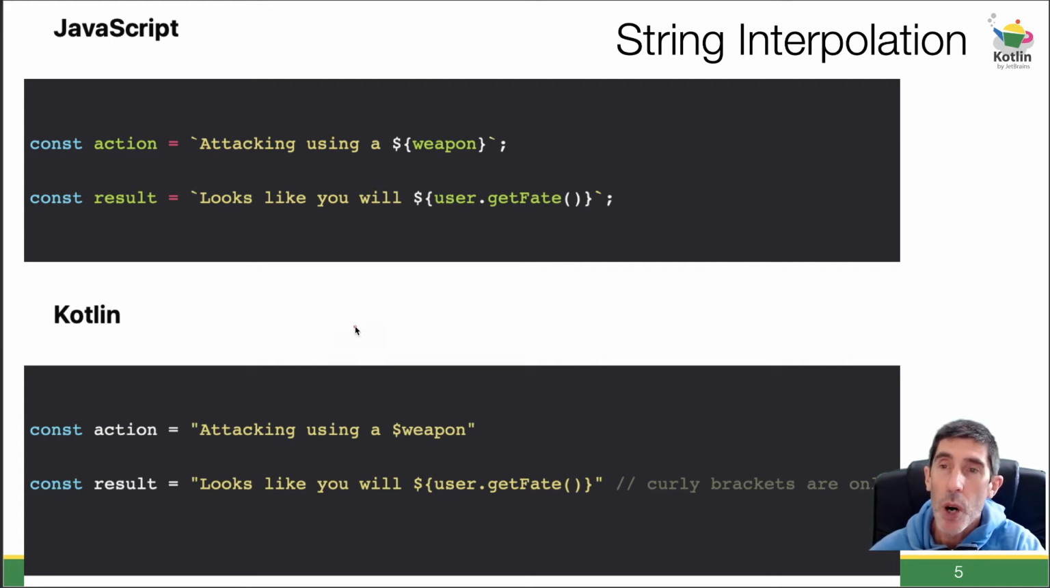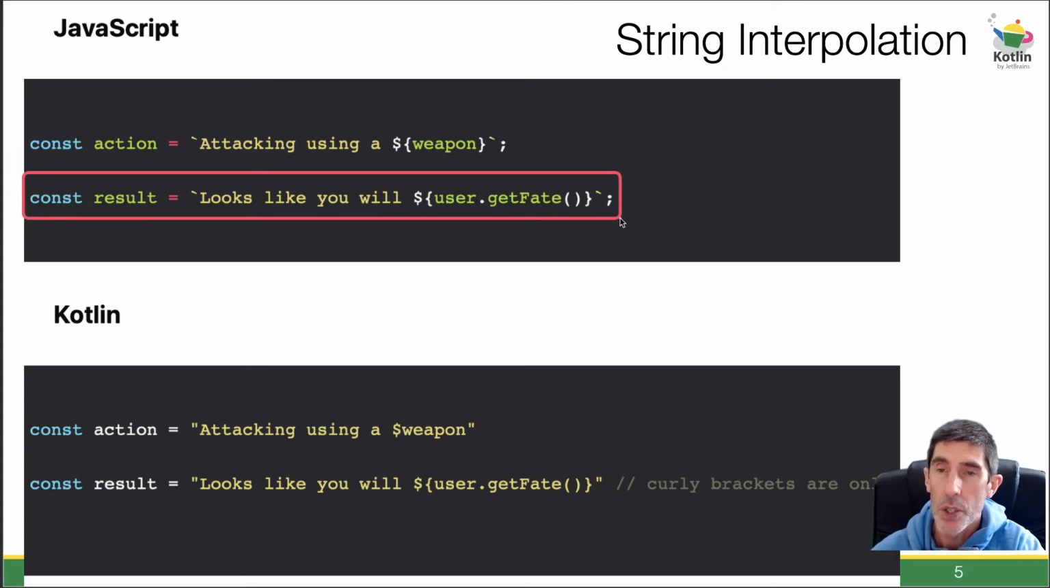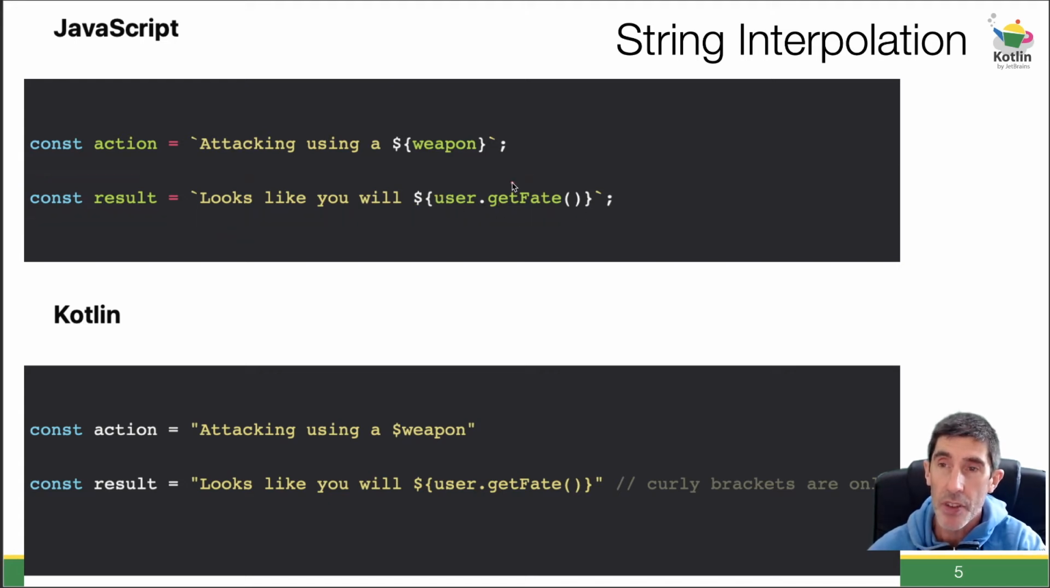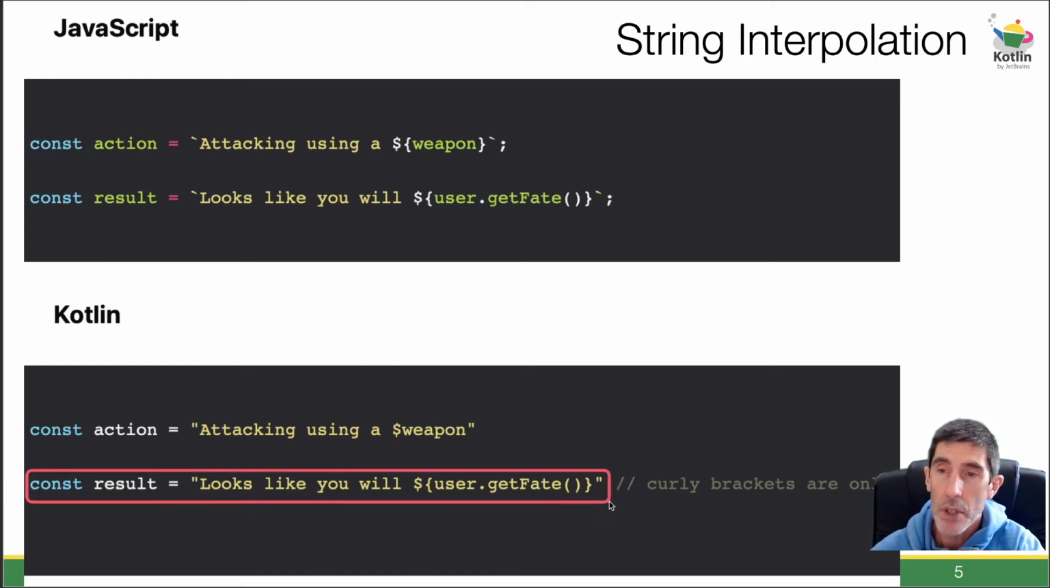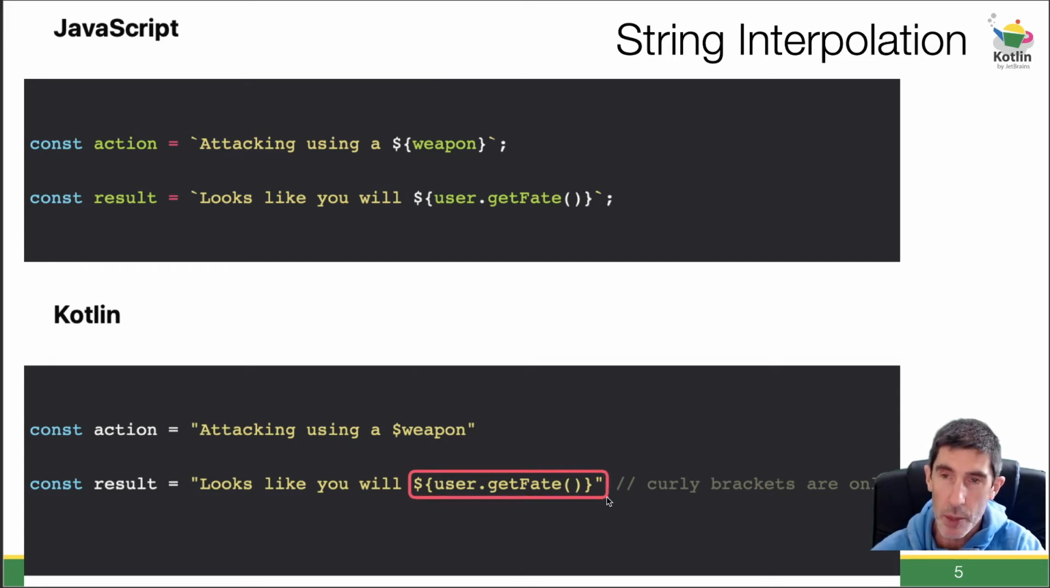Okay. If we want to execute an expression or call a function up here with our JavaScript, there it is. We're saying looks like you will, and then $ curly brackets user.getFate. So you just call the getFate function on your user object. Very similar in Kotlin. So $ and then curly brackets, there it is there, whatever we want. user.getFate, same result you would get in JavaScript. Okay.